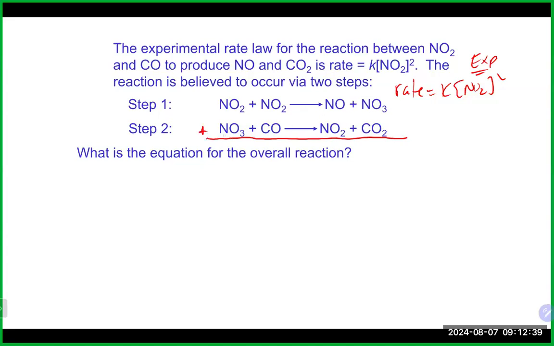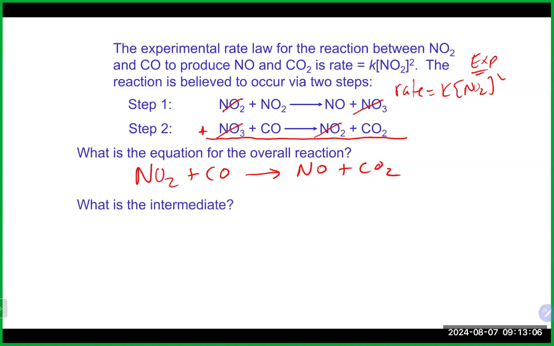And basically anything that's on opposite sides of the arrow can cancel out completely or reduce down. So those guys would all cancel. And that would leave us an overall reaction of NO2 plus CO goes to NO plus CO2. And again, after whatever we cancel out, everybody on the left stays on the left, everybody on the right stays on the right. Now, what is the intermediate in this case?